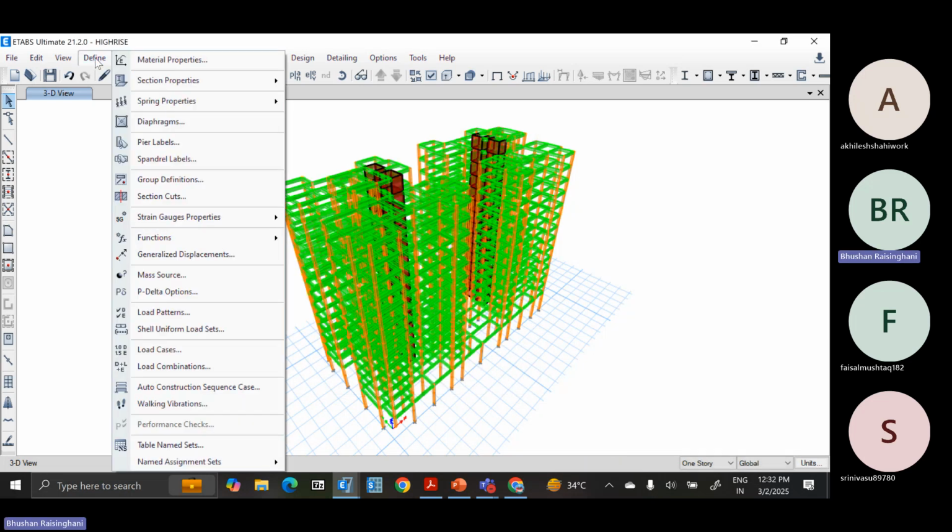Okay, so this is called preset P delta analysis. So this is P small delta you can see here. Okay, so this is for P small delta. So buckling of the column is covered into this part.